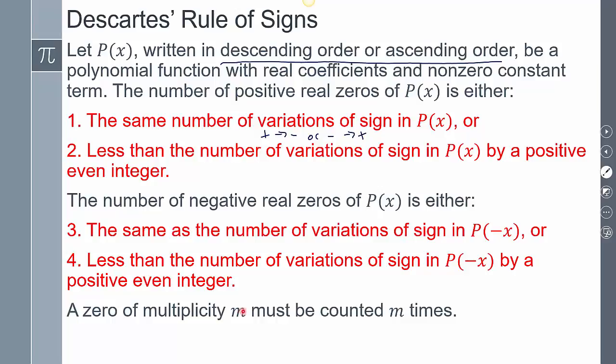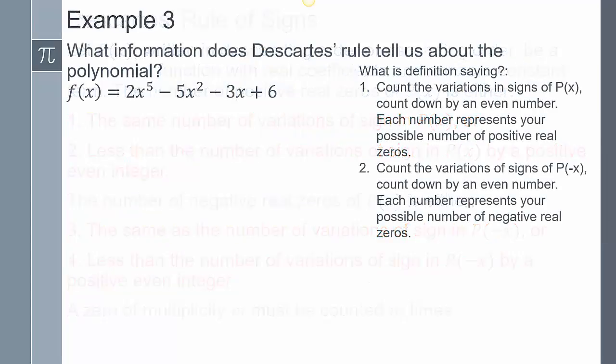Now a zero of multiplicity m has to be counted m times. It's kind of vague as to why I mentioned that. We're going to dive into that much further in a later lesson. Now if you're also wondering, why am I counting down by an even integer? That question will also be answered in a later lesson.